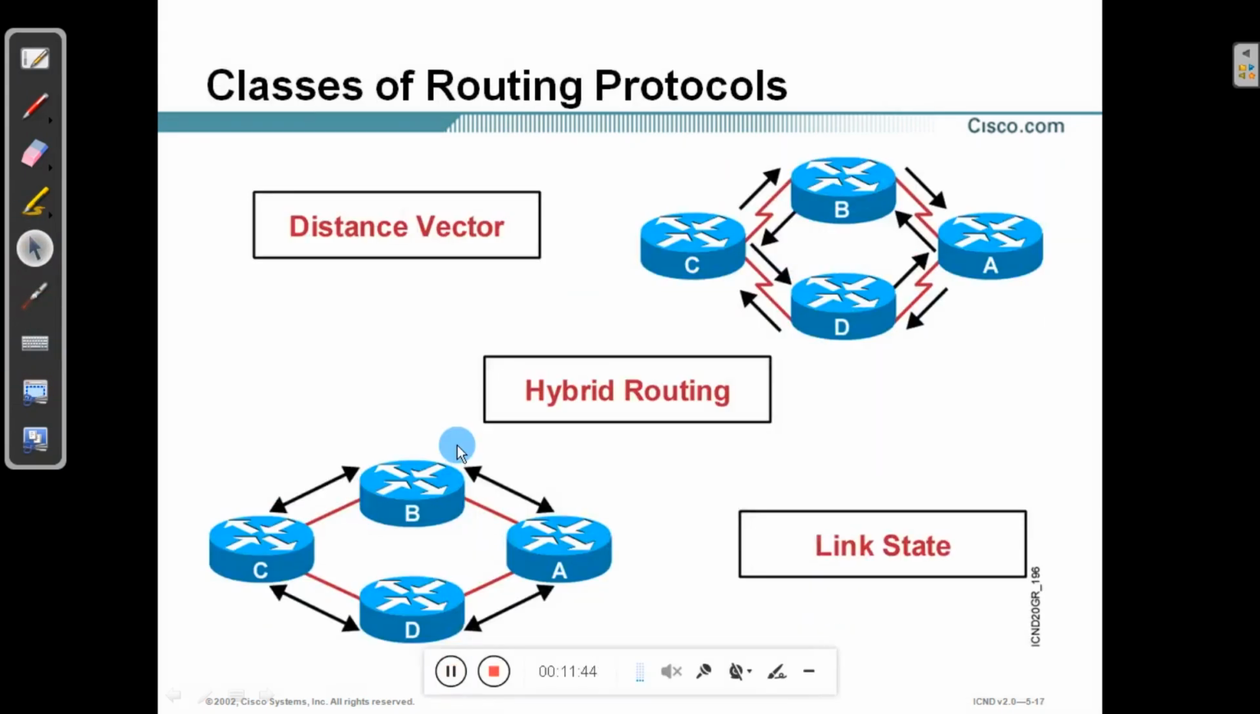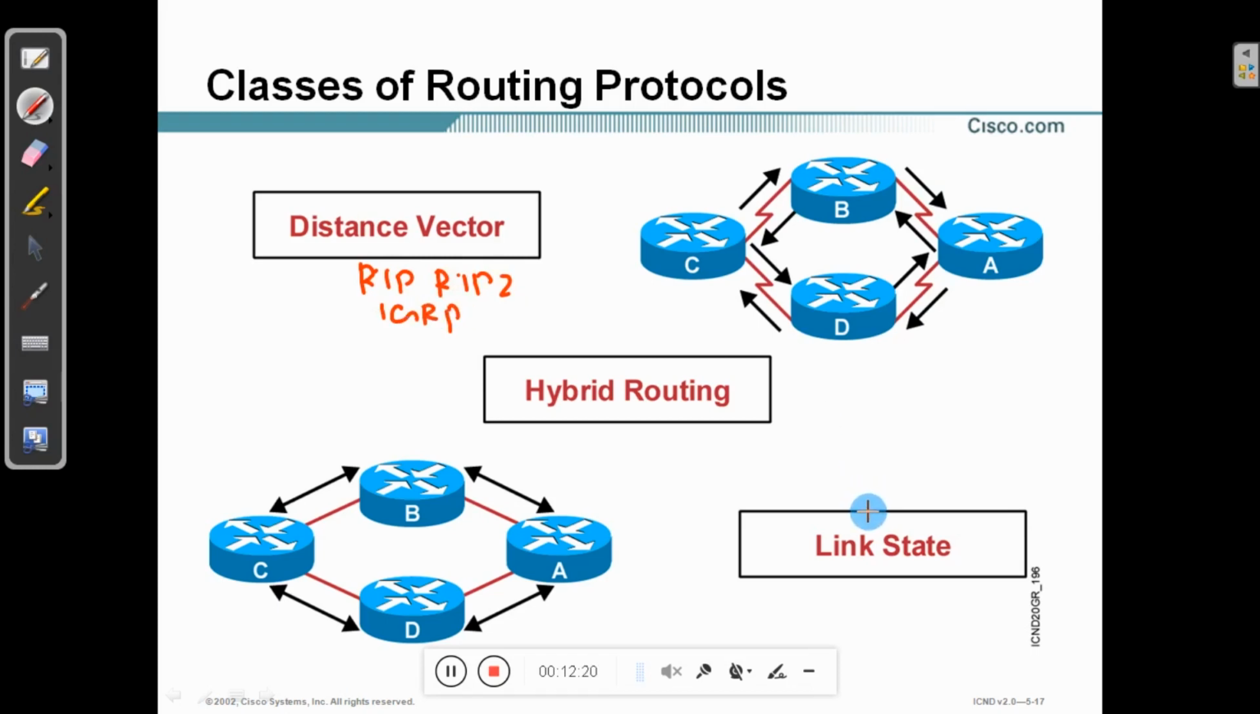So as I explained, routing protocols are classified as centralized and decentralized, static and dynamic, IGP and EGP. And then the other way of classification is distance vector, hybrid routing protocol, and link state. In that, the example for distance vector routing protocol is RIP version 2, IGRP.